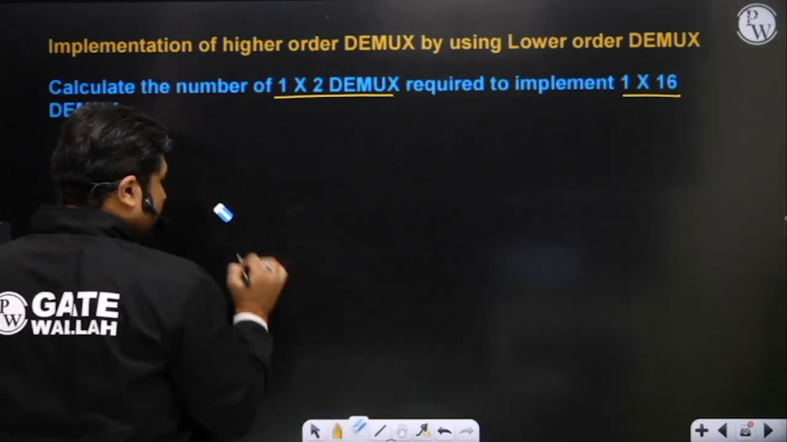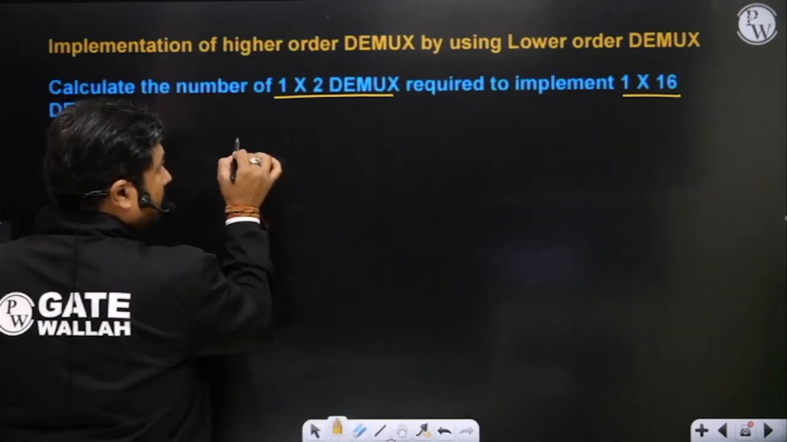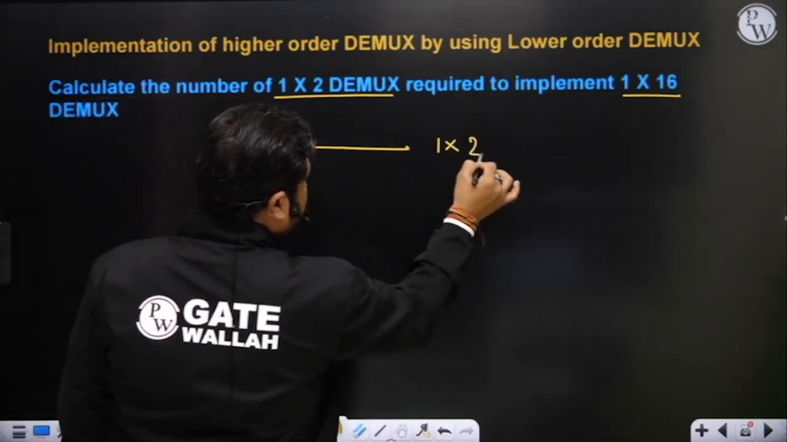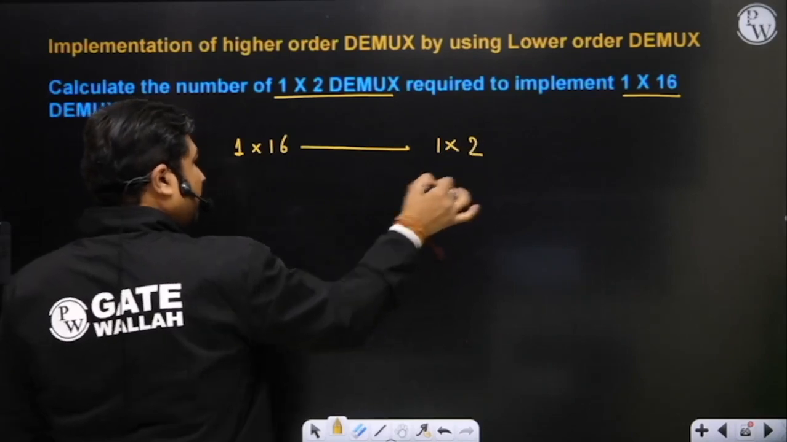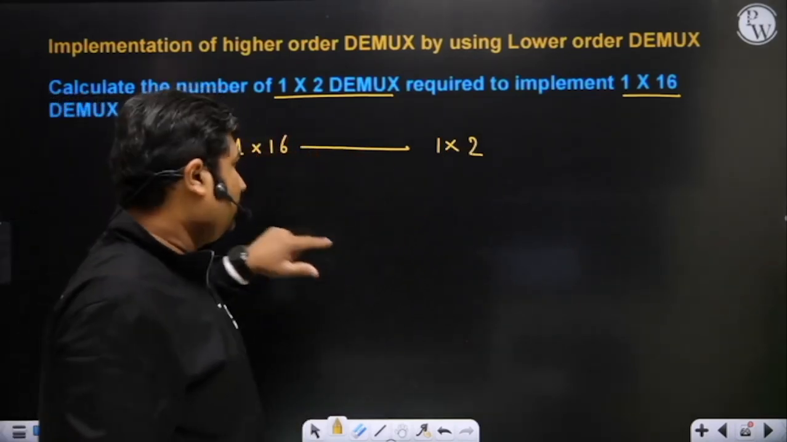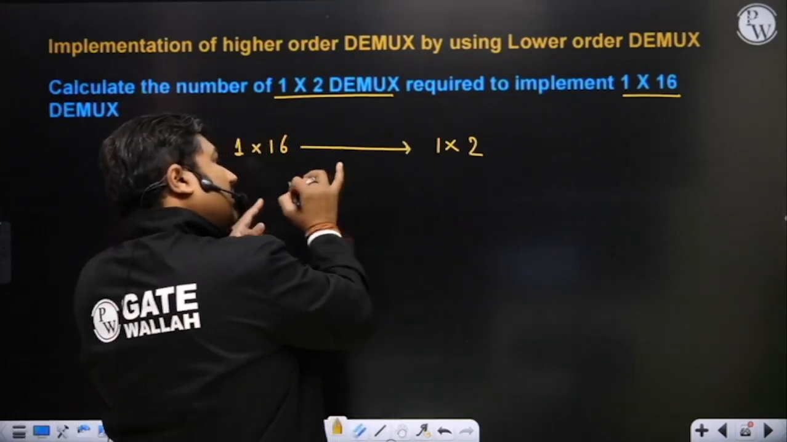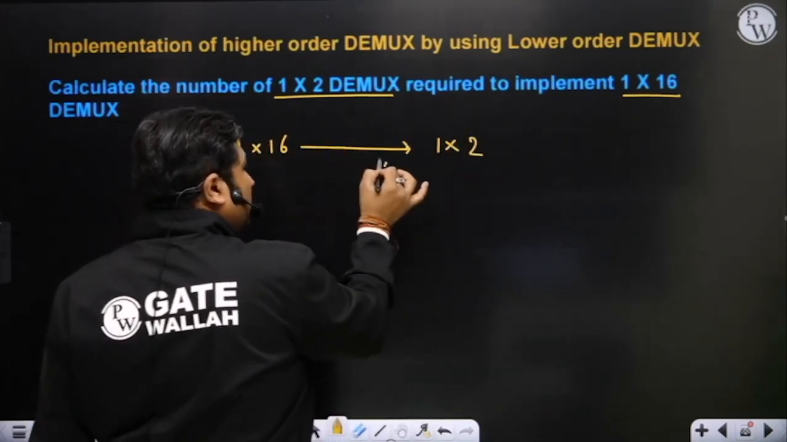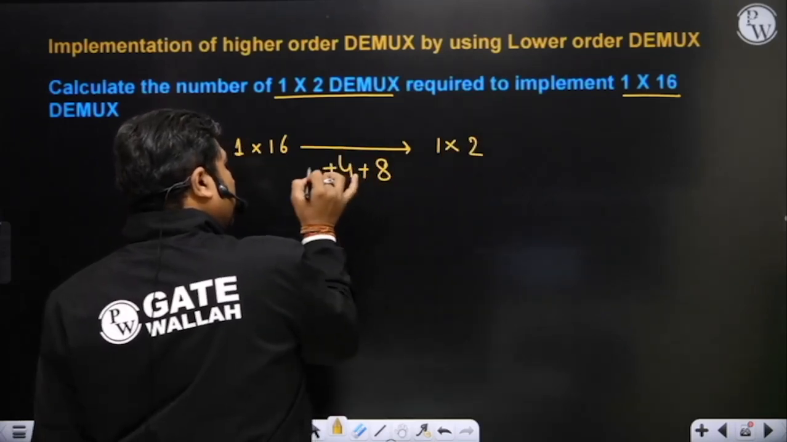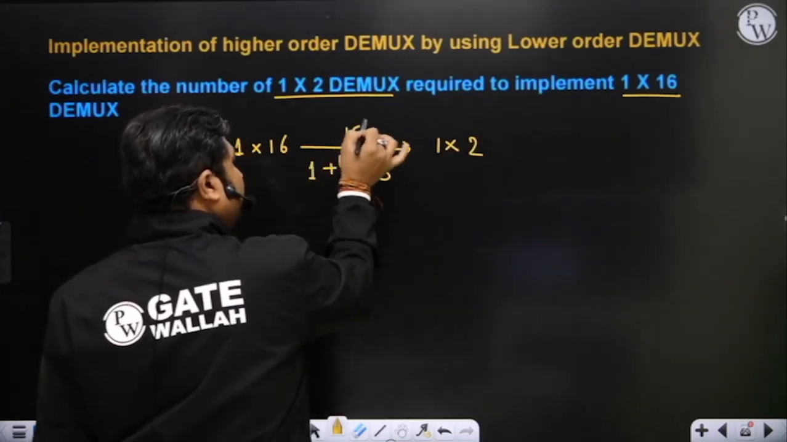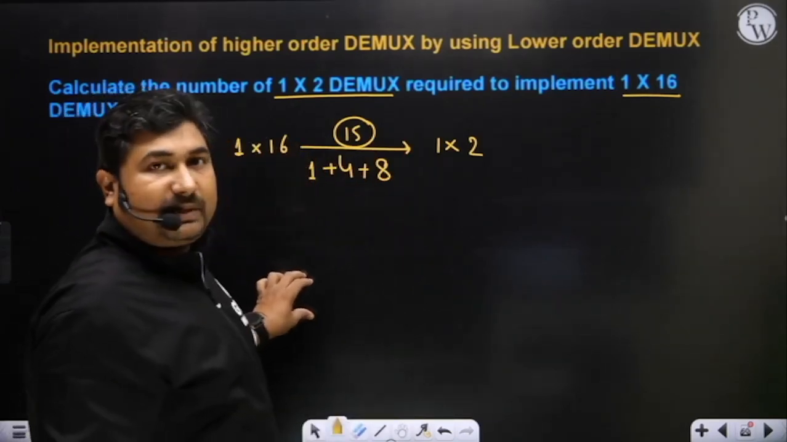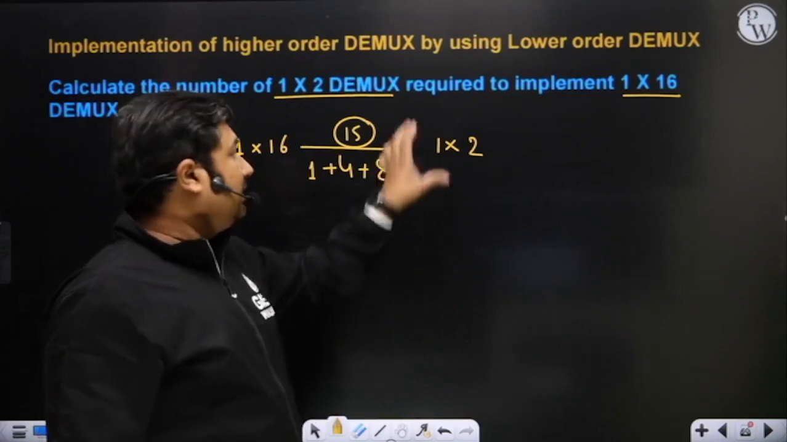1 cross 16 by using 1 cross 2. You have to start dividing, but the highest number is on the right side, so you need to divide and put it from right to left. So 16 goes 8 times, then 8 goes 4 times, then 4 by 2, 1 time. So total needed will be 15. And this shows how to connect: first 1 demultiplexer, then 4 demultiplexers, and then 8 demultiplexers.